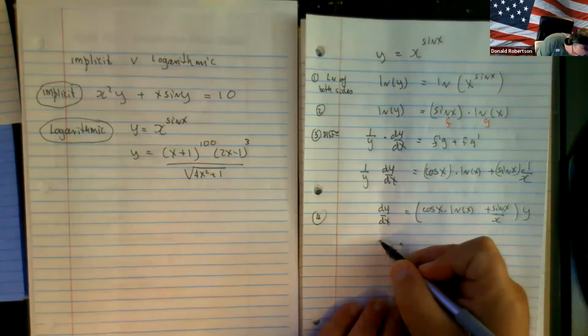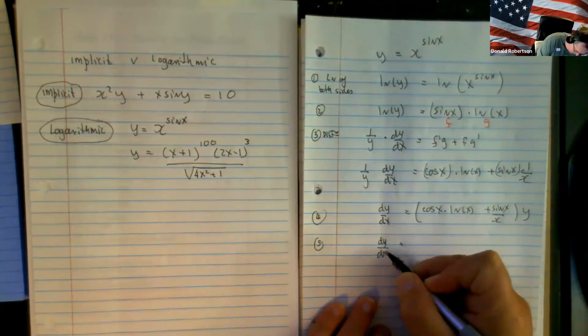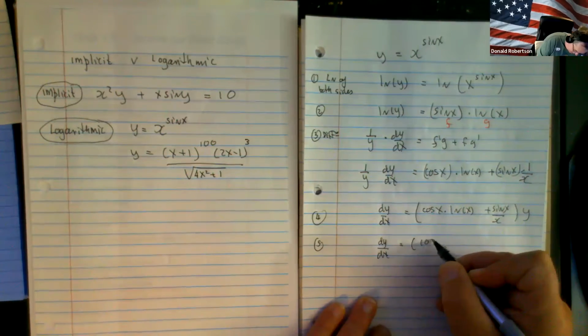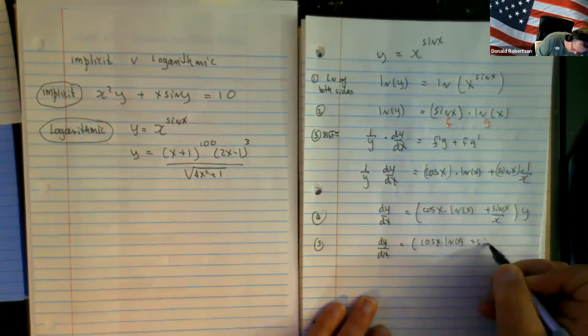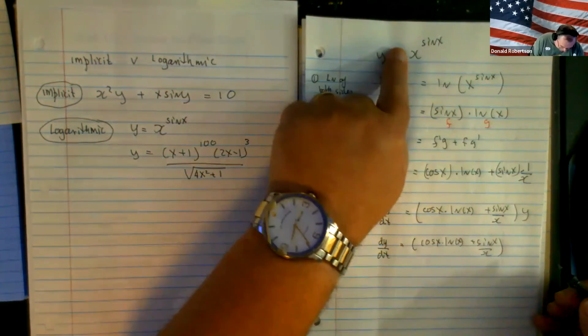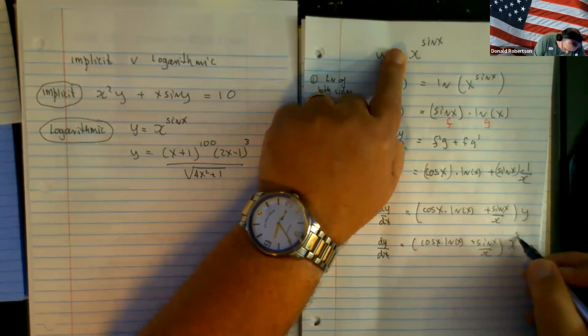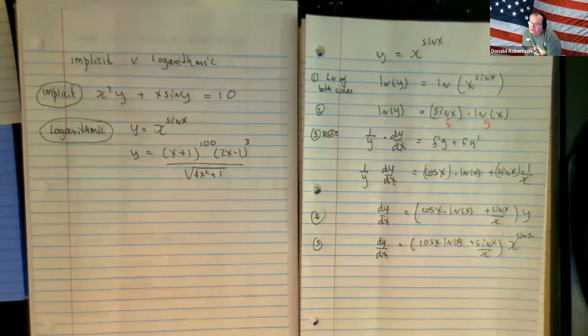So what is the last line? Well, the last line in this process will be cosine x times log x plus sine x over x. But instead of y, replace it by what y is equal to. So there's your final answer in terms of x's.